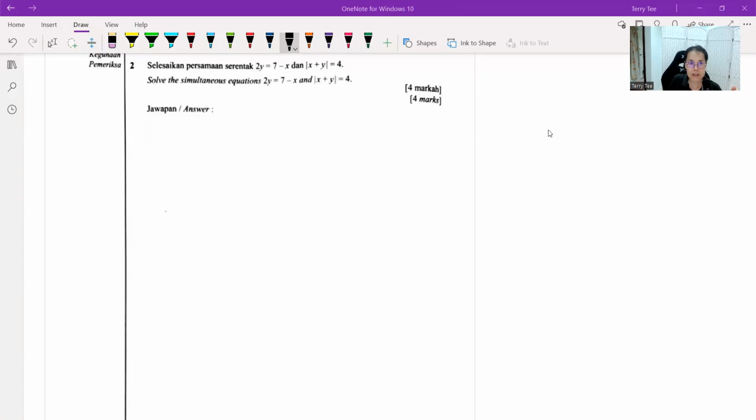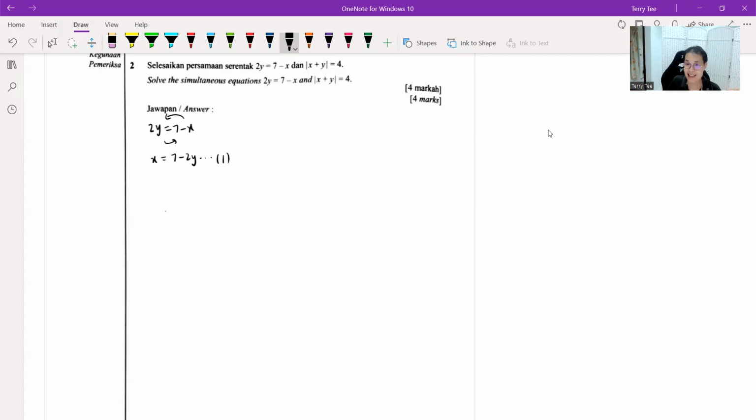Okay, well, the first equation is 2y equals 7 minus x. We can choose to make one of them the subject if you want to use substitution, or you can use elimination. Well, I think in this case, I'll use substitution. I transfer this over, x is 7 minus 2y. I can call this equation 1.